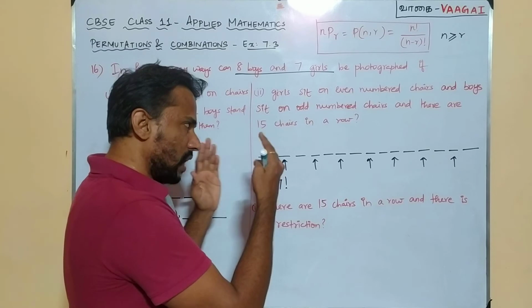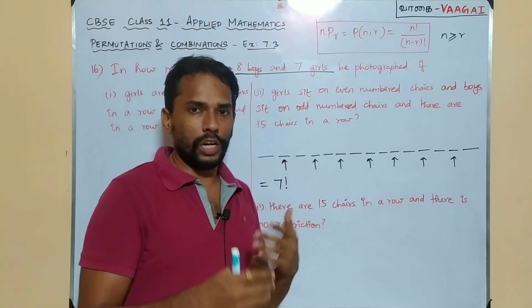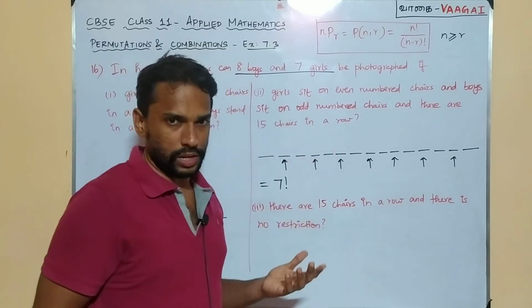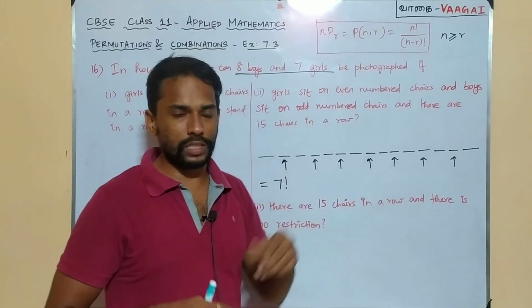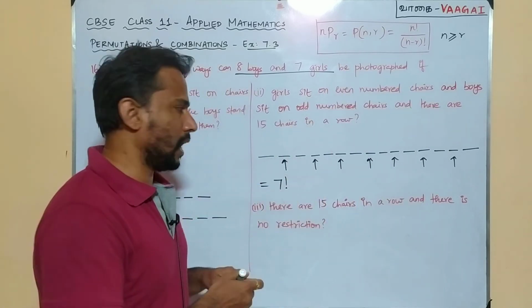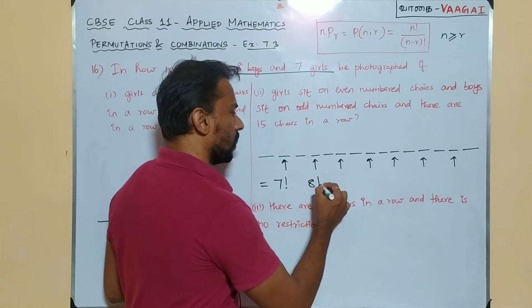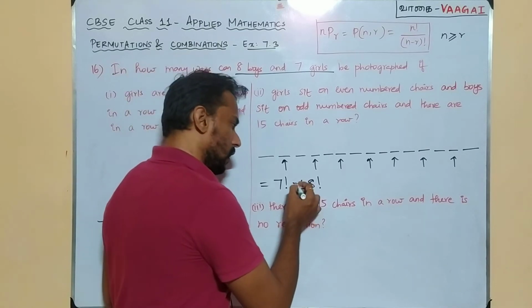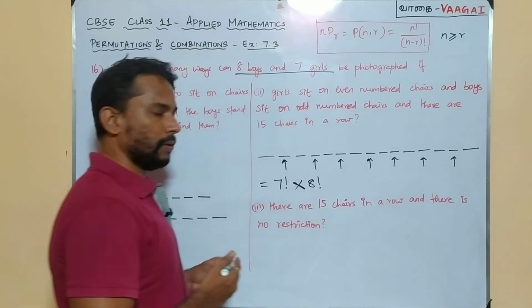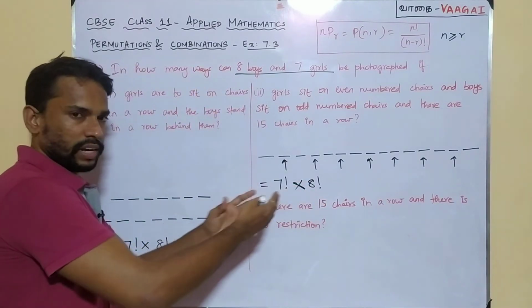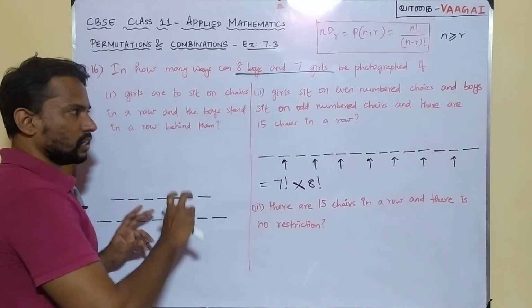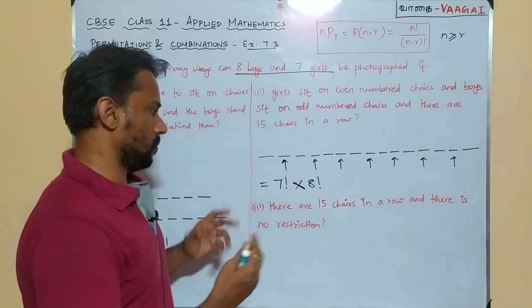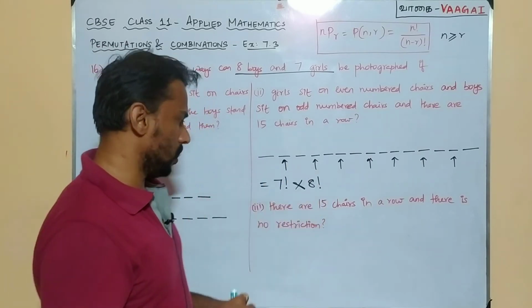So those 8 empty slots are going to be filled by those 8 boys only. So 8 seats, 8 boys. Those 8 chairs can be filled in how many ways? Another 8 factorial ways. So your overall answer is going to be 7 factorial into 8 factorial. Again, you happen to get the same answer as you got here. So even though the conditions are a little bit different, the answers are exactly the same.